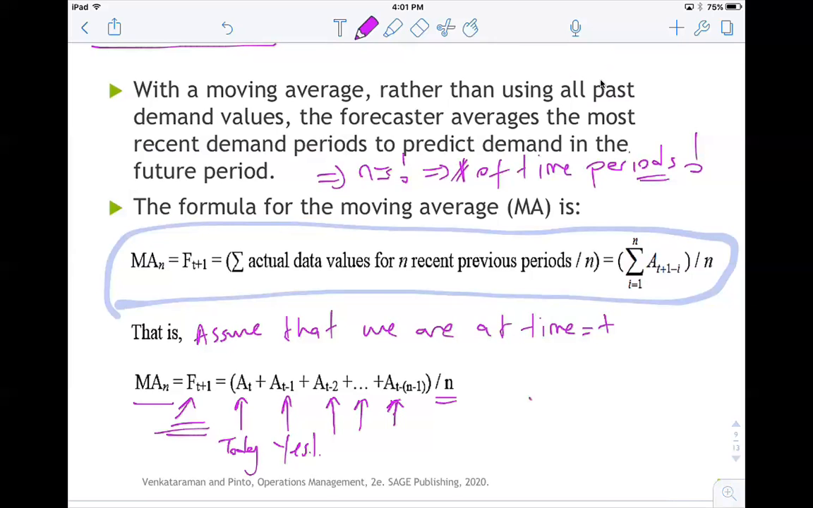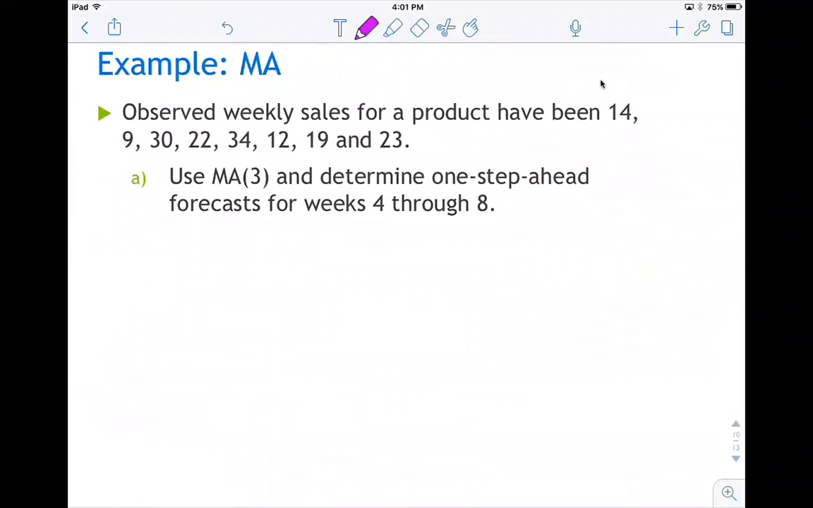So let's see this in action. Here's an example. In this example, our t is actually a week. Our time period is a week. We are trying to make a weekly forecast for the product, and we observe our previous data point.